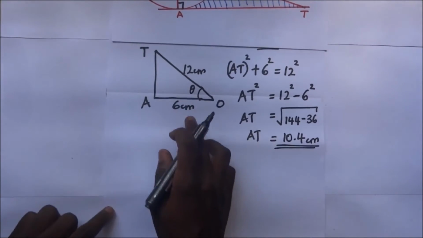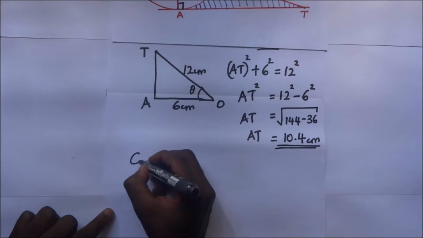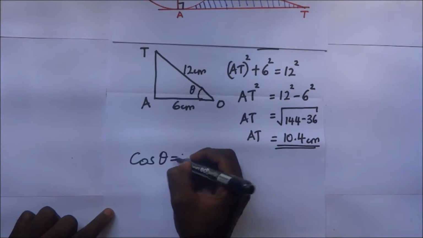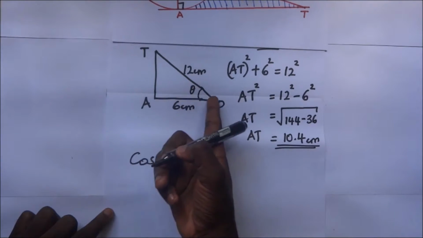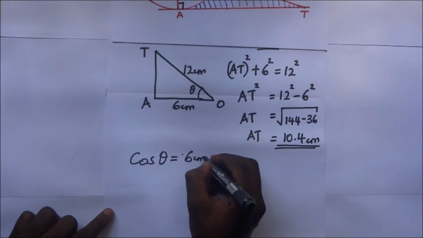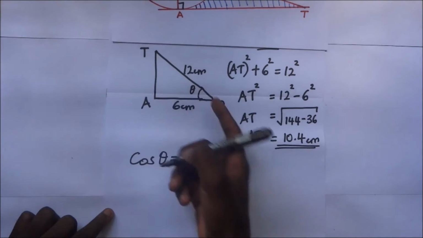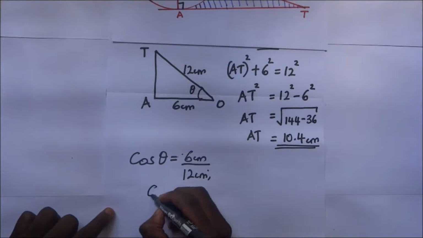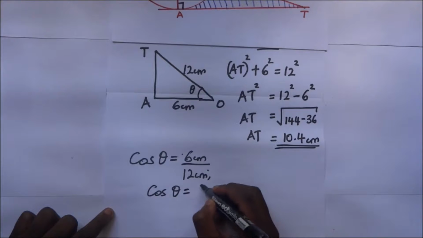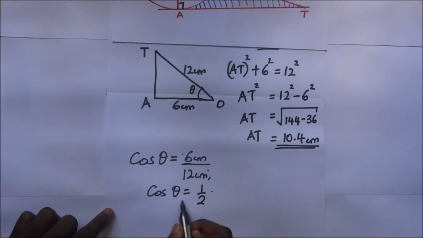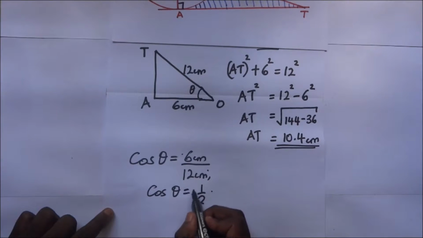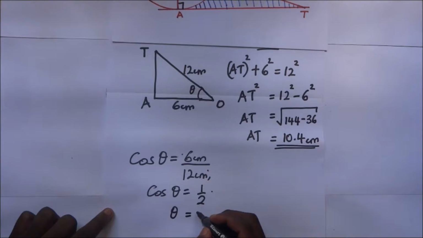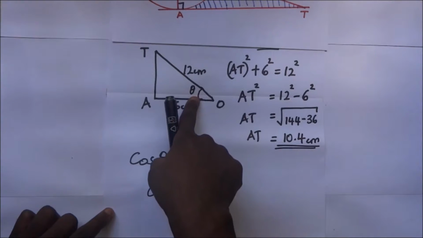And in this case, we shall be finding the cosine of that angle theta. So the cosine of our angle theta is going to be equal to the adjacent, which is 6 centimeters, over the hypotenuse, which is 12 centimeters. And of course, cosine of theta is equal to a half. To find the inverse, the cos inverse of this half, we are going to get the value of theta as 60 degrees. And so that is the answer to that part.